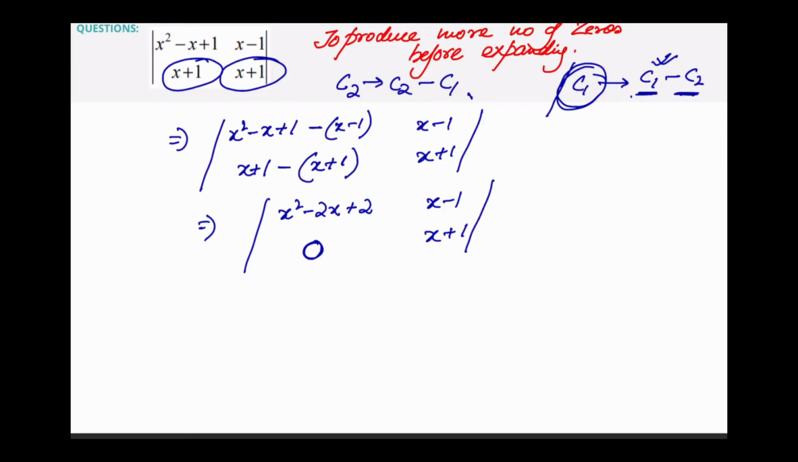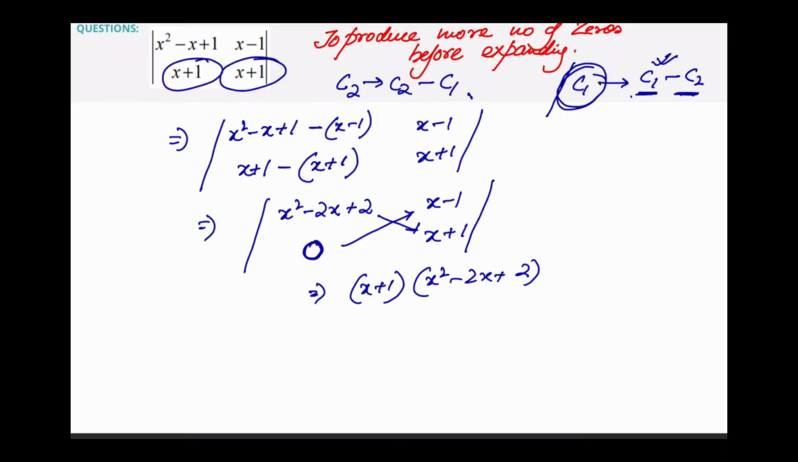Now we can simply expand it, this into this, top to bottom, and minus bottom to top. But here you can see 0 is there, so we don't have to worry about bottom to top. So directly we'll just expand x plus 1 into x square minus 2x plus 2. Correct? That's it, done. That only we have.